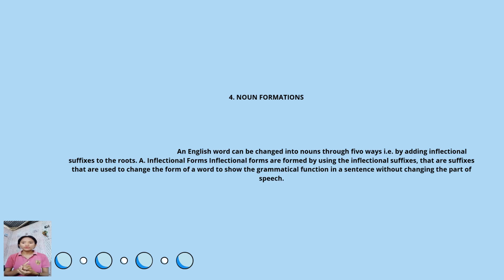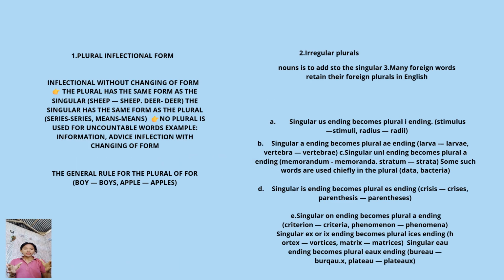Inflections are formed by using suffixes. They are used to change the form of words to show the grammatical function in a sentence without changing the part of speech. The first is the plural inflectional form.